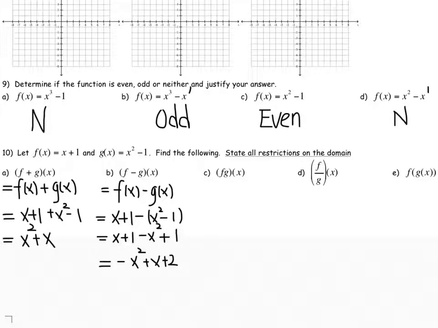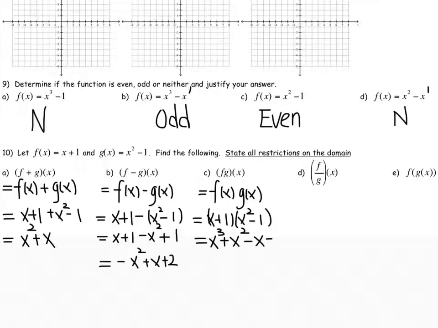Letter C, function multiplication, f of x times g of x. We have f of x as x plus 1, g of x as x squared minus 1. Using FOIL, x times x squared, x times 1, negative 1 times x, and negative 1 times 1.